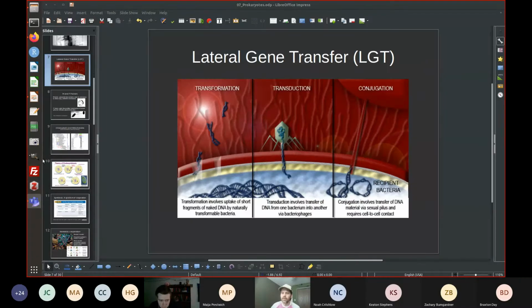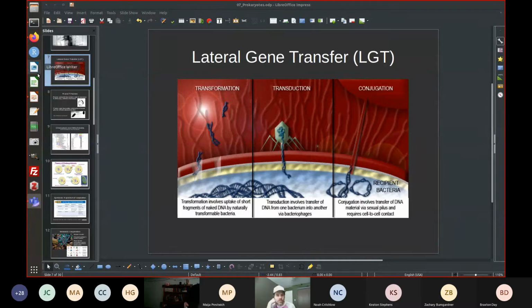So lateral gene transfer, aka horizontal gene transfer, is when two organisms who aren't parent-child pass genes to each other somehow. It doesn't have to be with conjugation, this pilus. It doesn't have to be from bacteria to bacteria either.